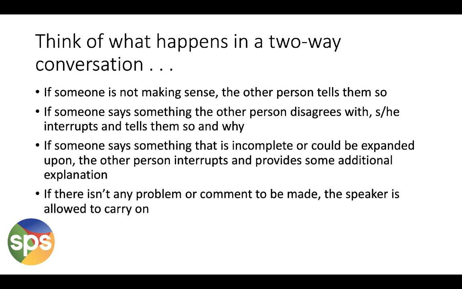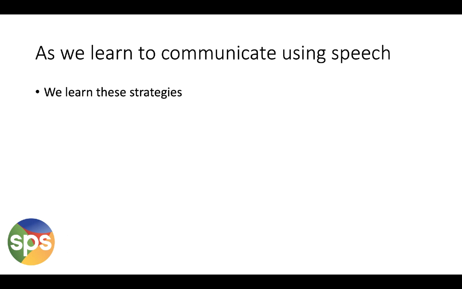So you'll say something like, yes, but what about so-and-so? You've also got to consider this, that, or the other. You interrupt their flow as they speak and indicate your disagreement. In a similar fashion, if someone says something that is incomplete and that could be expanded upon, we, as people in the conversation, again interrupt and we provide some additional explanation. We'll say something like, yes, and of course, and we add the extra information. So we elaborate on what the person is saying. Generally speaking, if there isn't any problem or comment to be made, we allow the speaker to carry on. We allow the speaker to say what is making sense to us. So as young children, learning to communicate through early interaction with our caregivers and our siblings, we learn these strategies.